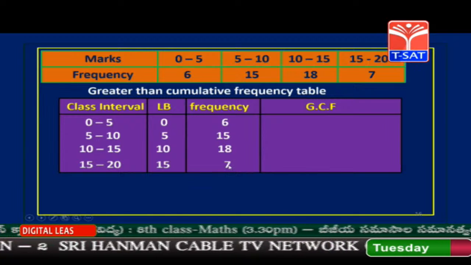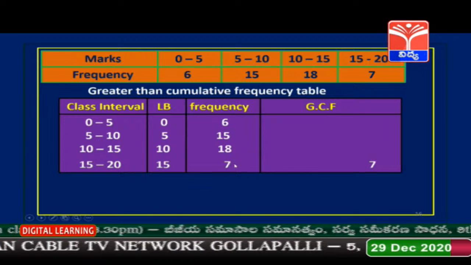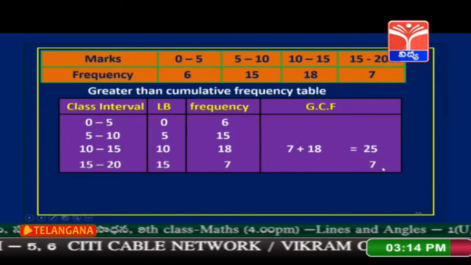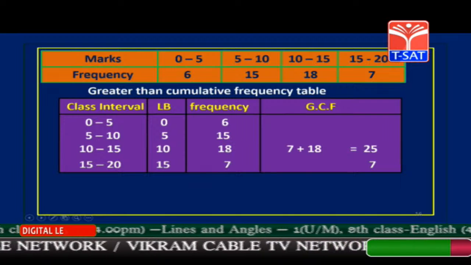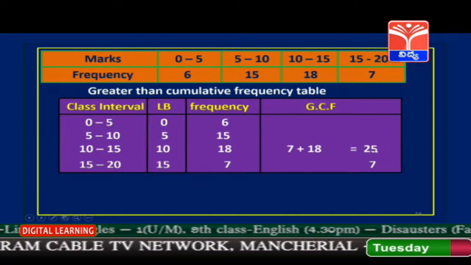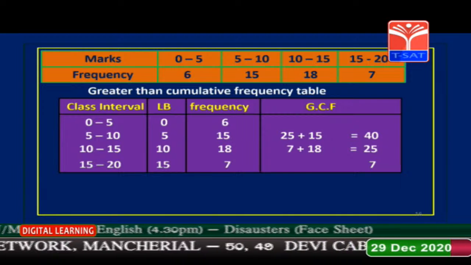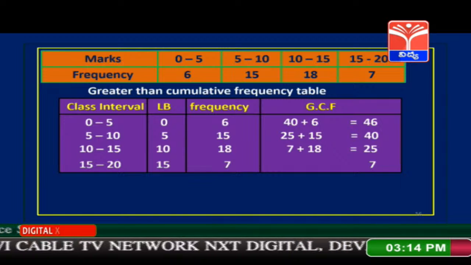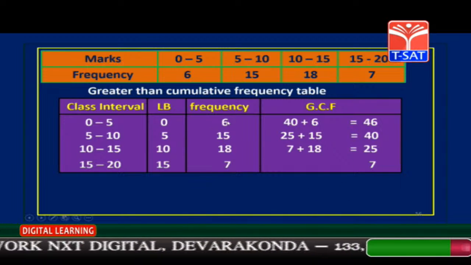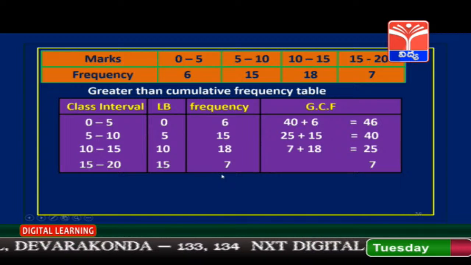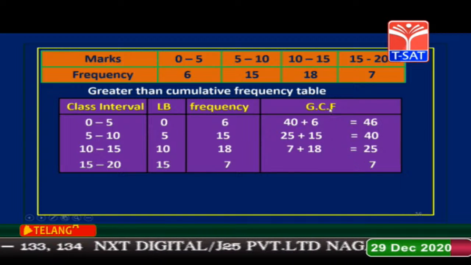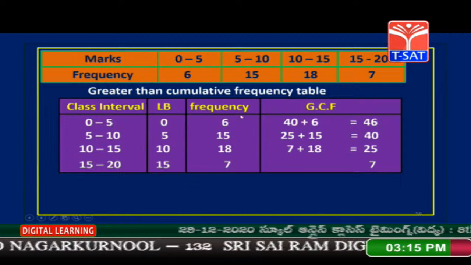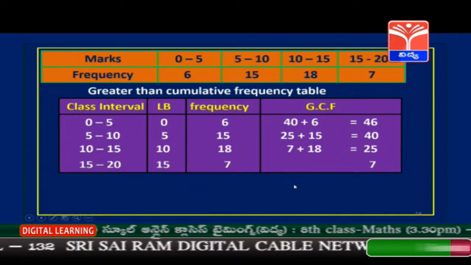Now what I am doing to find GCF, I am taking the last frequency. Children, what is the last frequency here? Yes, it is 7. Now what you have to do, 7 should be added with 18. So what is 7 plus 18? 25. Now this 25 should be added to 15, we will get 40, and 40 should be added with 6, we will get 46. Children, in LCF we are adding from first frequency to last frequency progressively. Here in GCF we are adding from last frequency to first frequency progressively. So we are calling it as greater than cumulative frequency table.